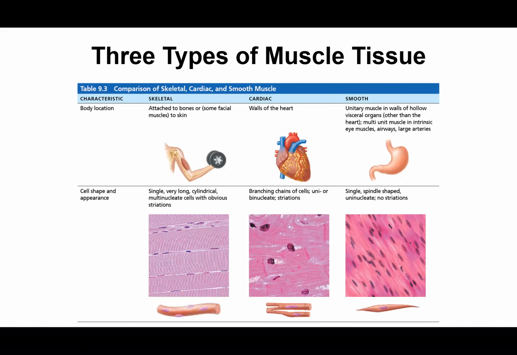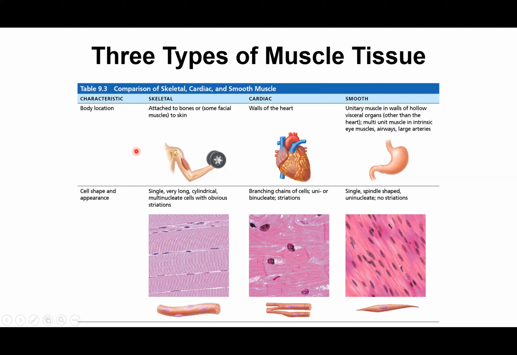So I gave you guys this table. It's a great table that compares skeletal, cardiac, and smooth muscle in terms of its body location, the cell shape, and the appearance. So skeletal muscle, as many of us know by now, thanks to the tissues section, is the muscle that is attached to bones, or some facial muscles are attached to the skin. So it's muscles that are attached to either bones or skin.